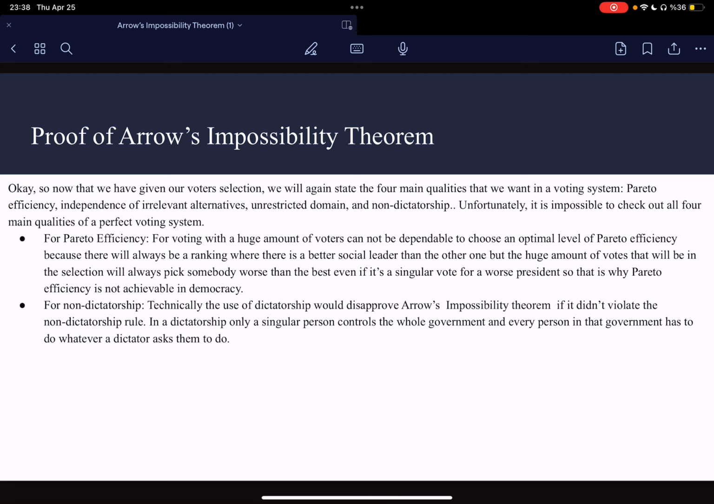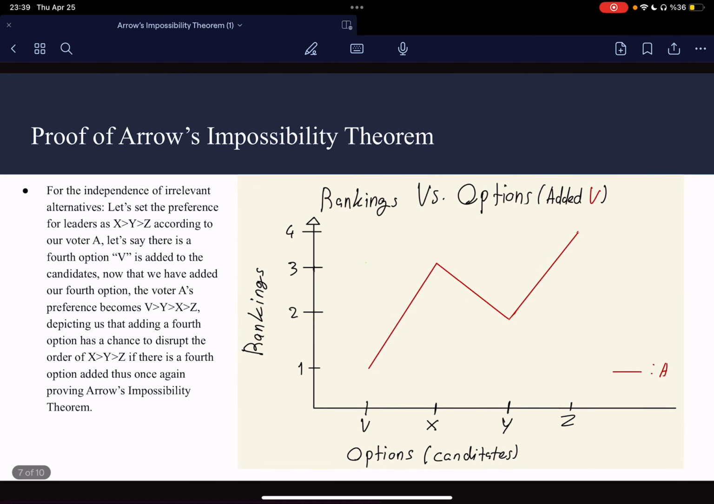For non-dictatorship, technically, the use of dictatorship would disprove Arrow's impossibility theorem if it didn't violate the non-dictatorship rule. In a dictatorship, only a single person controls the whole government, and every person in the government has to do whatever the dictator asks them to do.